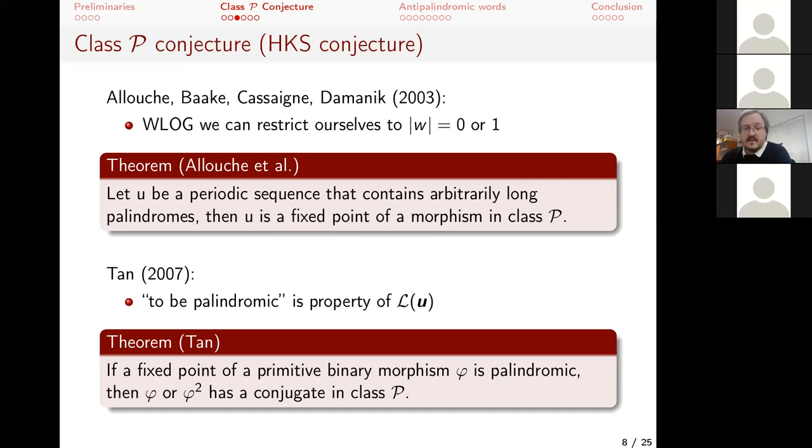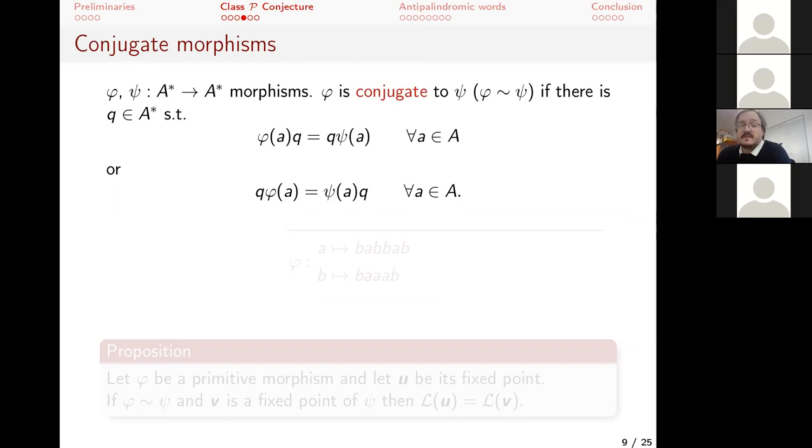So let's say we've got two morphisms, phi and psi, and we say that phi is conjugate to psi if there is a word Q such that either for all the letters phi(i) Q is Q psi(i), or again for all the letters Q phi(i) is psi(i) Q. So as an example, I can take, for example, morphism phi, which sends A to BABBAB, and B to BAAAB.